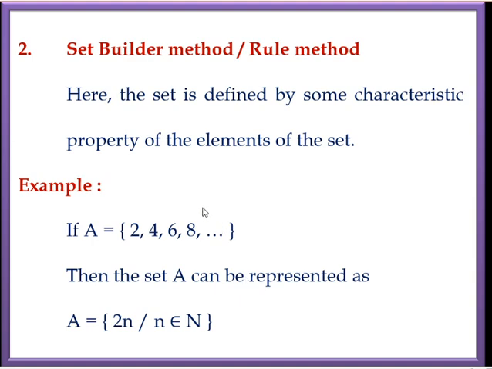The second method is the set builder method or rule method. Here the set is defined by some characteristic property of the elements of the set. For example, if set A is {2, 4, 6, 8, and so on}, then the same can be represented as set A is the set of all 2n such that n belongs to the set of natural numbers.